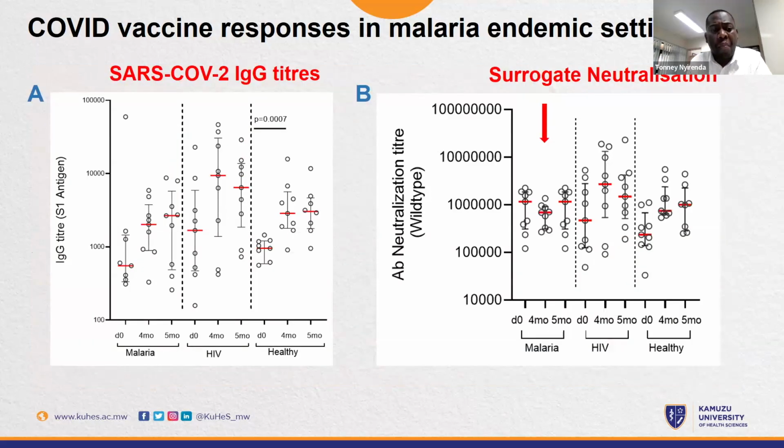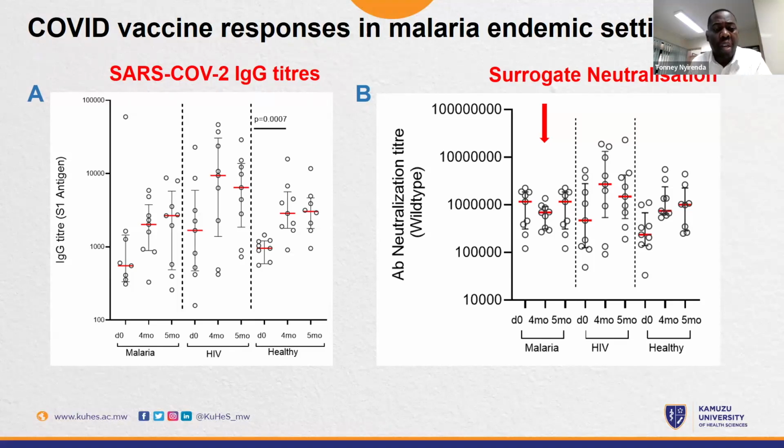So from this study, what we see from figure A is that in adults with malaria, at day 0, of course, they had recovered from malaria. So it's a malaria group, a healthy group, and an HIV group. Not that they had malaria this time around. But we see that immunization with the COVID vaccine actually induced antibody titers specific for COVID. So these are S1 IgG titers.